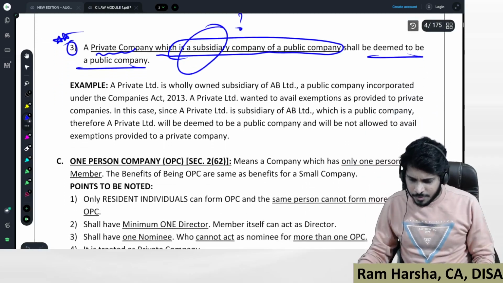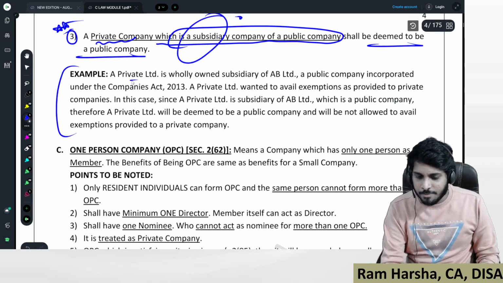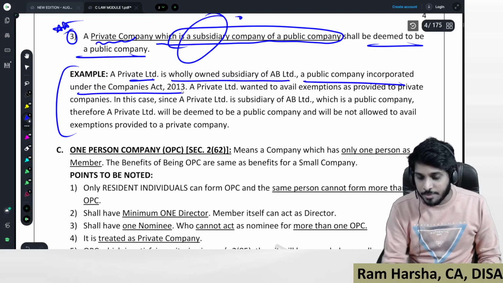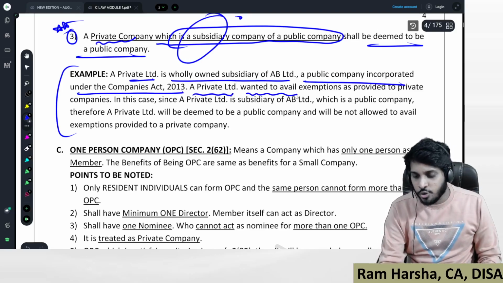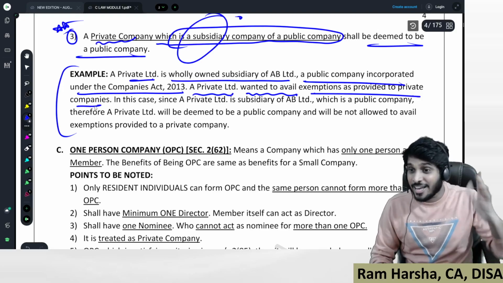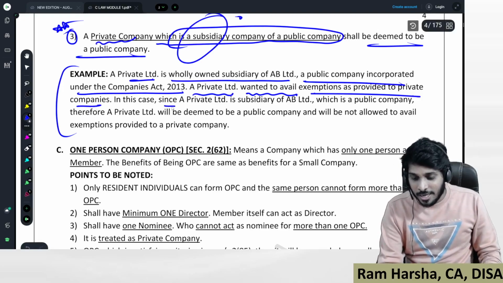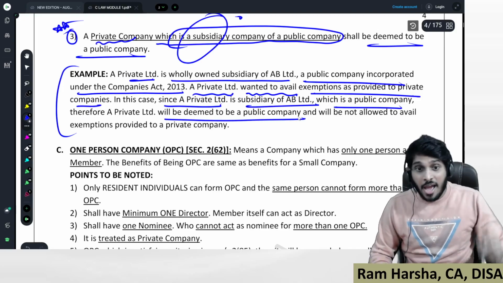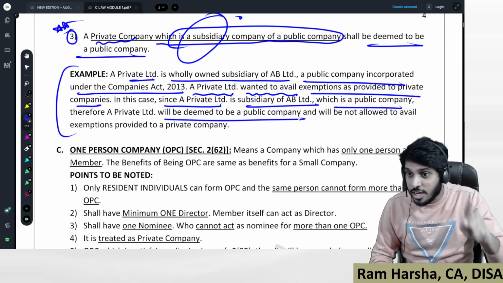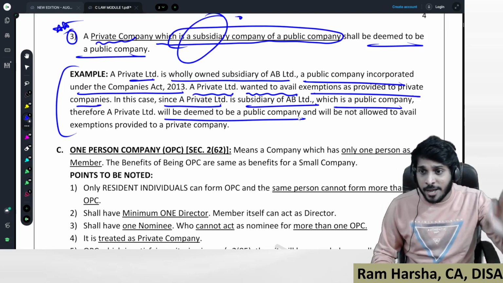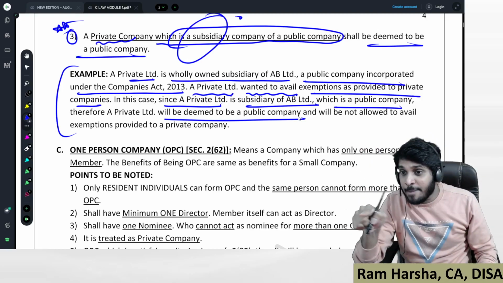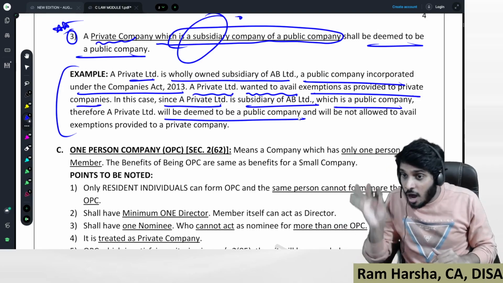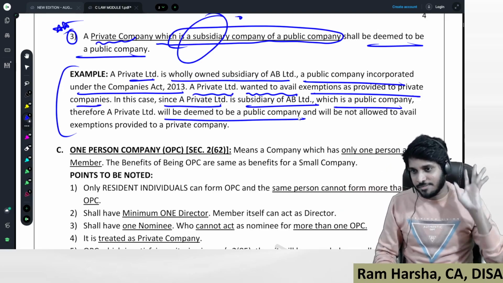So here we have given an example. A private limited company is a wholly owned subsidiary of ABE Limited, a public company incorporated under the Companies Act. If the private limited wants to avail the exemption provided to private companies, it cannot, because it is a subsidiary of ABE Limited, which is a public company. Therefore, it is deemed to be a public company, and all sections, regulations and rules that apply to a public company shall also apply to it, because though it is a private company, as per the law it is treated as a public company.